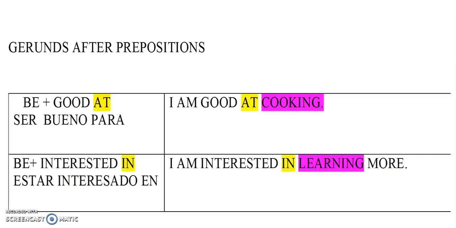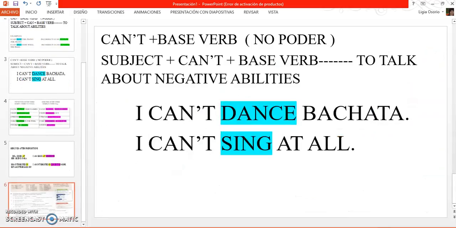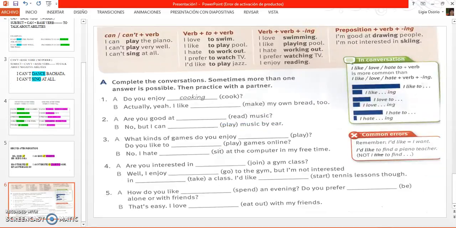Now I want you to pay attention to the following part of the grammar. So I want you please to pay attention and listen carefully. Listen carefully to this chart. Example, you have can, can't plus verb. Remember base verb. I can't play the piano. I can't play very well. So I want you to listen and please pay attention and watch it carefully, alright? Watch it carefully. Let's see if we have the time to do this.